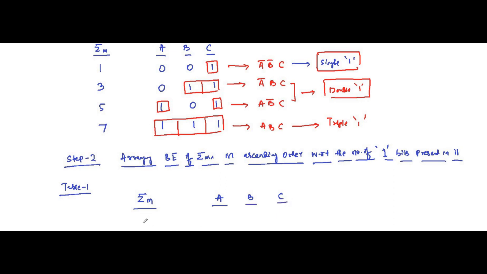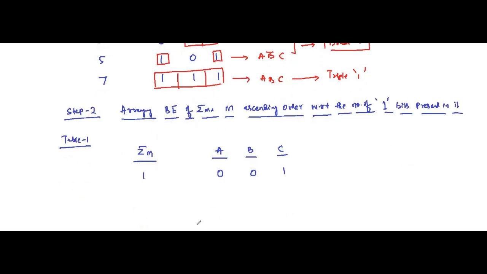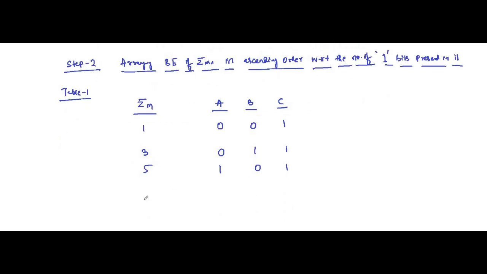So first is 1 with expression A bar B bar C and the binary equivalent 0 0 1. Then we have 3 and 5: 3 is 0 1 1 and 5 is 1 0 1. This is one group, and then we have 7 which is 1 1 1. Let us put them in boxes, highlight them using boxes so that we understand in which group they belong. This grouping is very important.